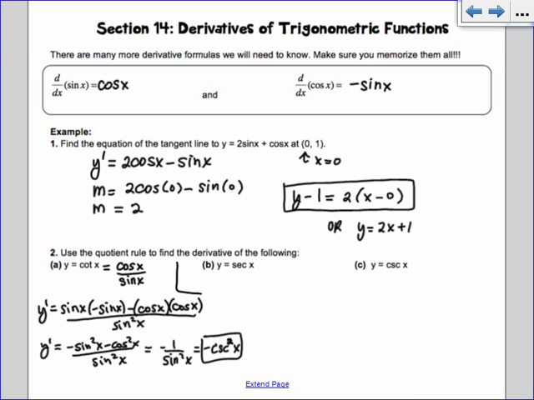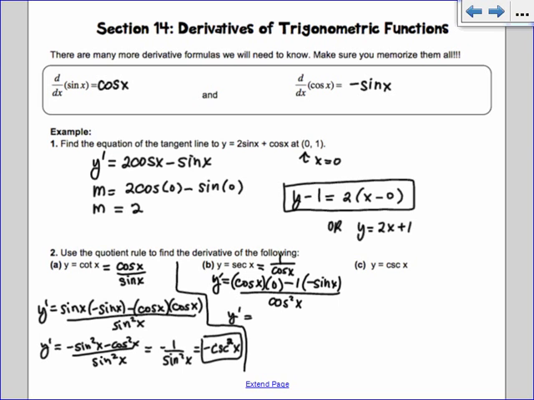All right, so let's find secant. Secant we know is going to be 1 over cosine. So when I do my quotient rule, y prime, I get low is cosine, d high, derivative of 1 is 0, minus high is 1, d low, derivative of cosine is negative sine, all over the square of what's below, so I do cosine squared x.